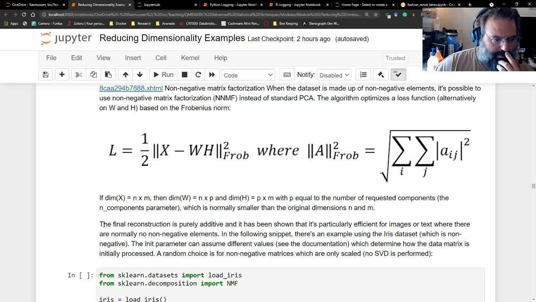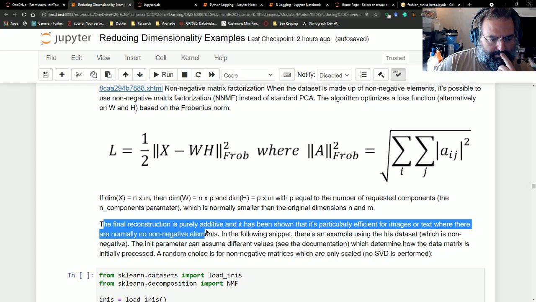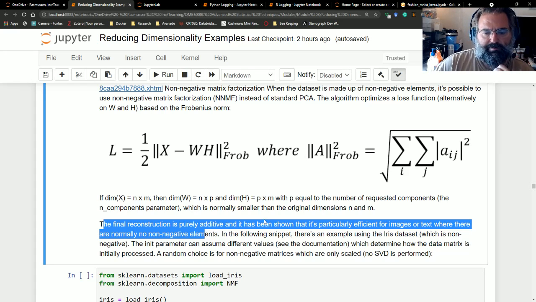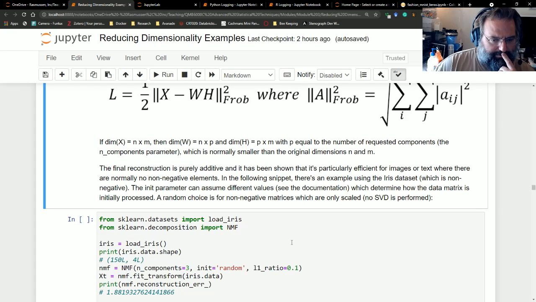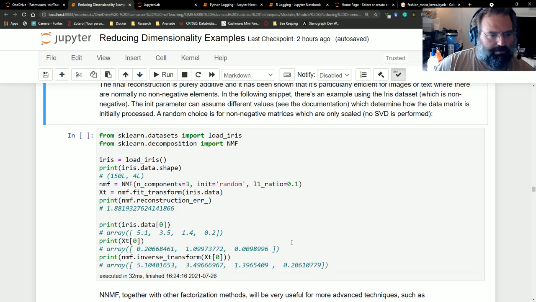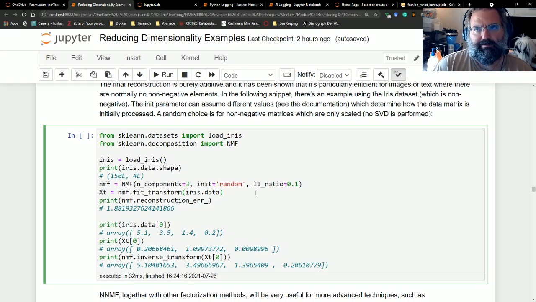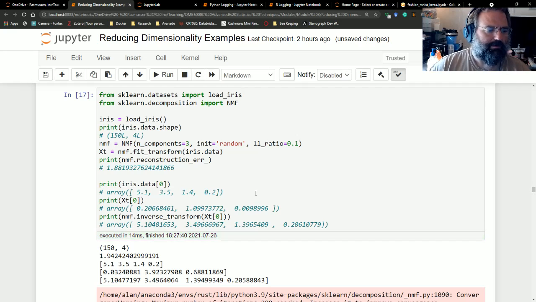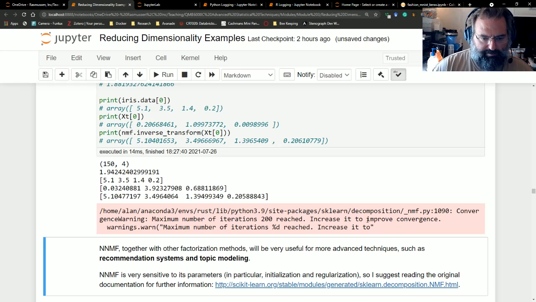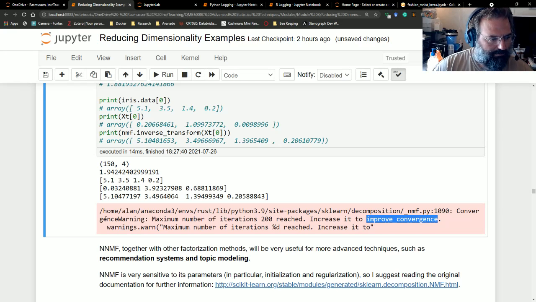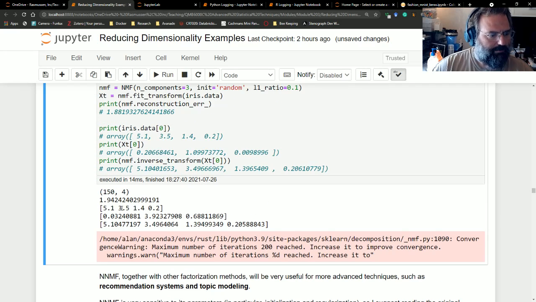Yeah, and this is where you can see the final reconstruction is purely additive and has been shown to be particularly efficient for images or text. So that's where it definitely seems to be very much in that domain. And that's probably part of the reason why these don't come up, is we're kind of focused on more analytics, not so much computer vision or NLP, right? And I think this is where it told me it didn't really converge all that well. It hit the number of iterations, but it may not have converged.